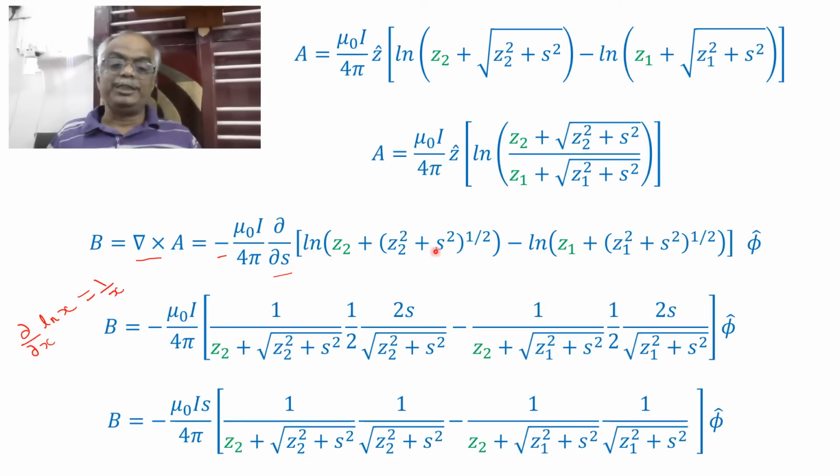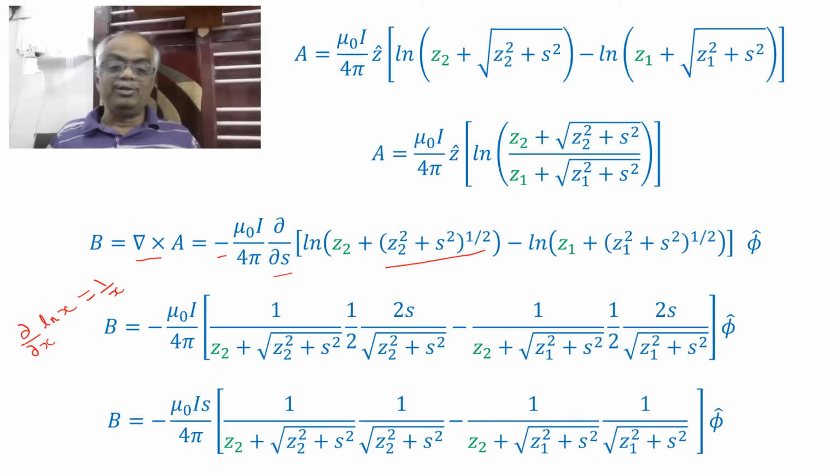So if you differentiate this, the entire thing will become, in the denominator, 1 over z2 plus square root of z2 squared plus s squared. So I am taking this 1 over x as it is. This term I am taking as square root of.